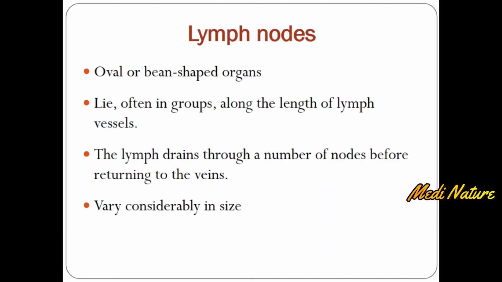Now let's see about the lymph nodes. They are oval or bead-shaped organs. The lymph nodes lie along the length of lymph vessels. Sometimes they lie in grooves. As lymph goes through the lymph vessels, it goes through a number of nodes before returning into the veins. When we are considering the size of lymph nodes, there is a wide range of different sizes of lymph nodes in our body.